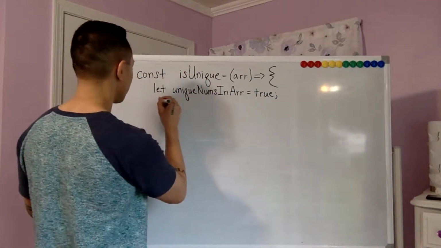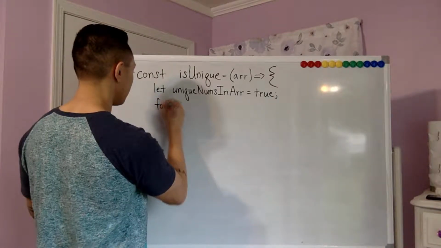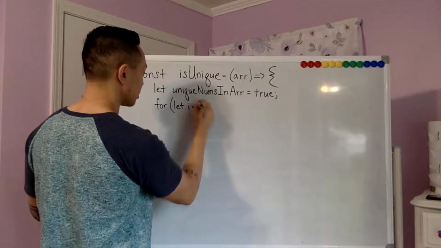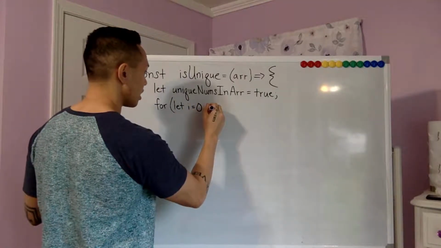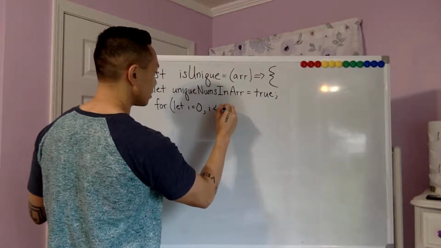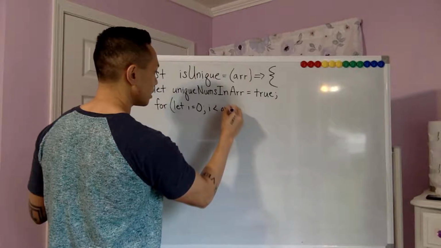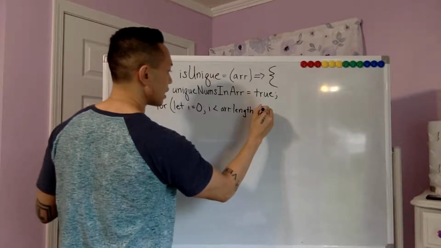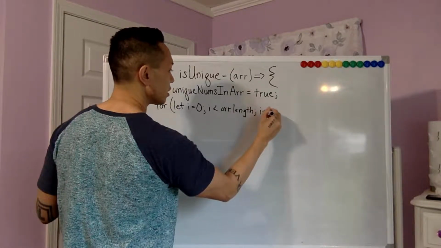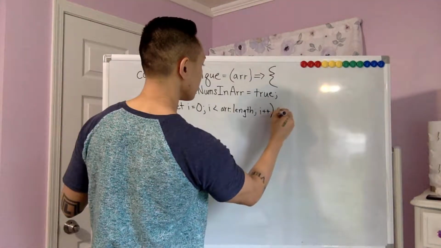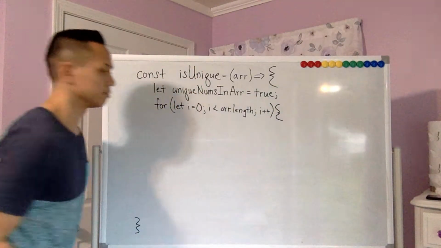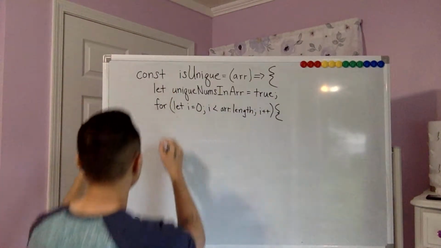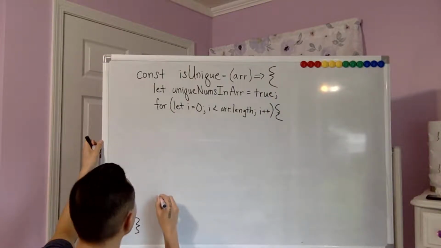So first, we want to create a for loop for let i equal 0, so we start at 0, where i is less than array.length, and i will continue to increase by 1. Just like that. And we're going to come down here and close this for loop here.